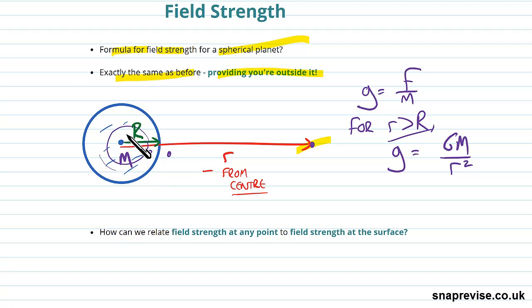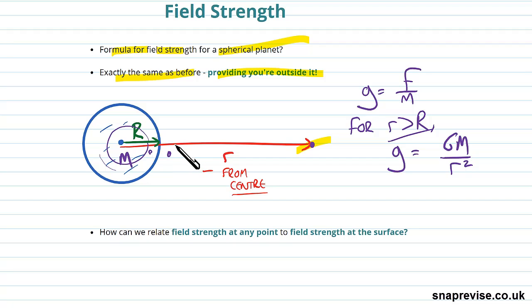We haven't got all the mass here as we do here. For instance, here we've got the mass of this entire sphere between us and the center. When we're here, we've only got the mass of this between us and the center, and so the formula is different. It's actually quite significantly different.